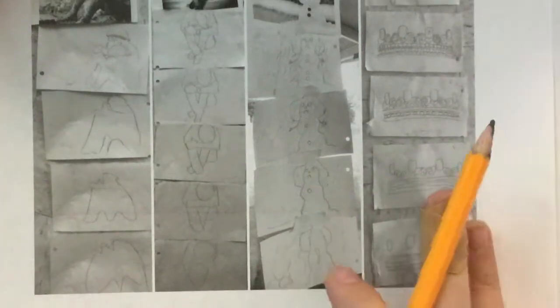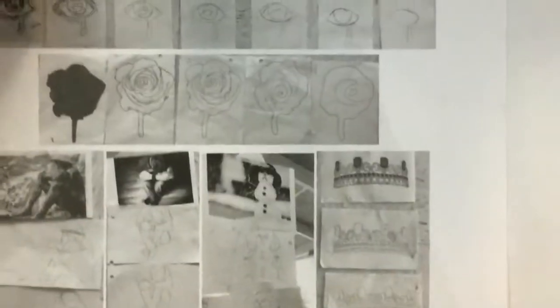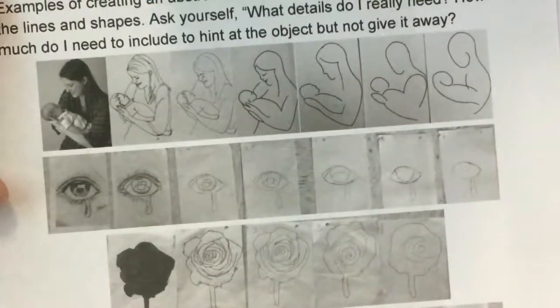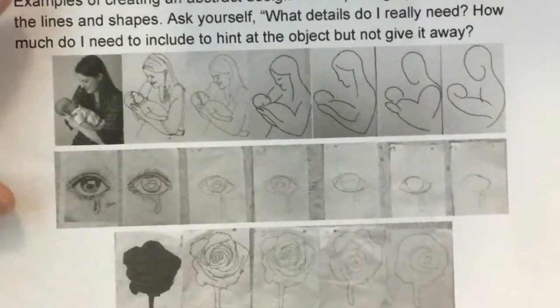By the end, it should hint at what the object is, but it should not be very clear what the object is. So you do have to let go of some of those details that maybe you really want to keep. Ask yourself, what details do I really need, and how much do I need to include to hint at what the object is but not give it away?